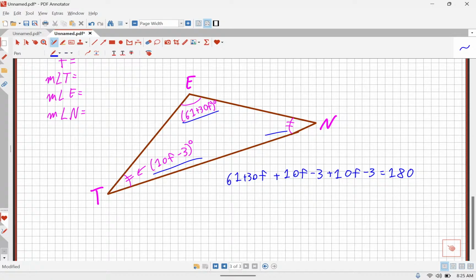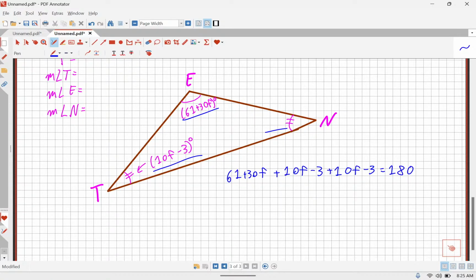How many people accidentally only added those two and set them equal to 180, even if it was just at the beginning? Really common mistake. Reese did something really cool. I actually thought this was awesome. I'm going to put her on the start team for it. But she wrote this.